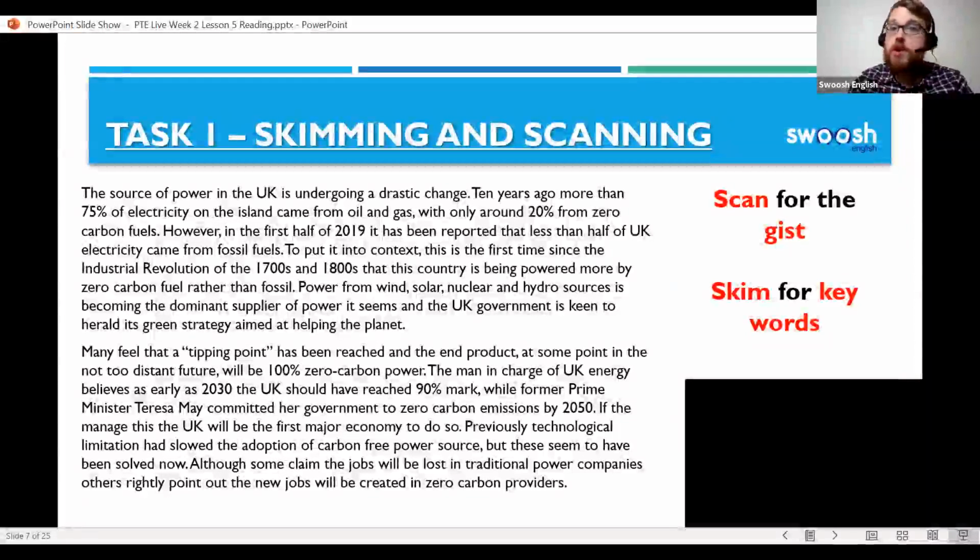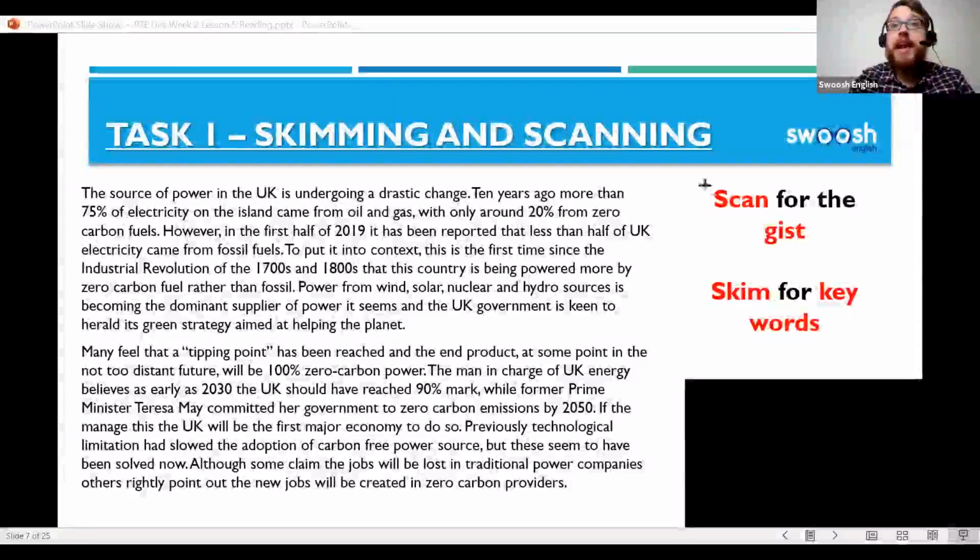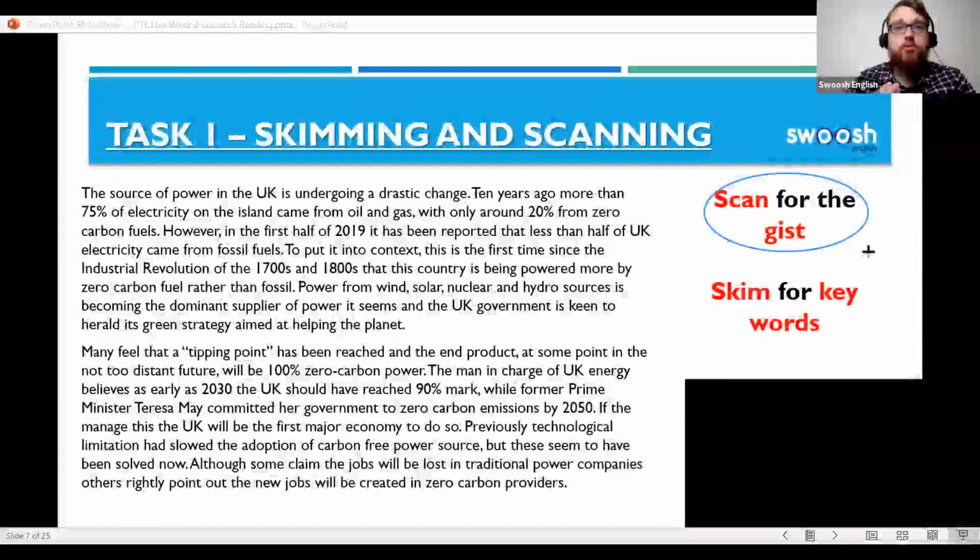They are the same thing, but we're doing different things depending on whether we're scanning or skimming. So when we scan for the gist, what do I mean exactly by scanning for gist? Well, the gist essentially is the key meaning and the key information that we can take away from the text. Basically, if we could summarize the whole text in one sentence or two, that would be the gist.